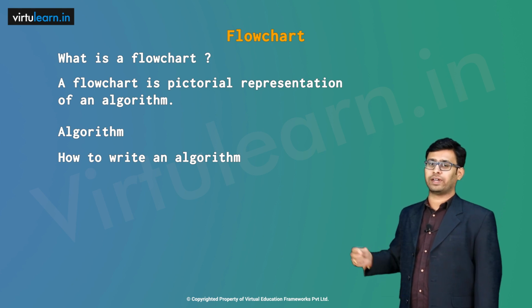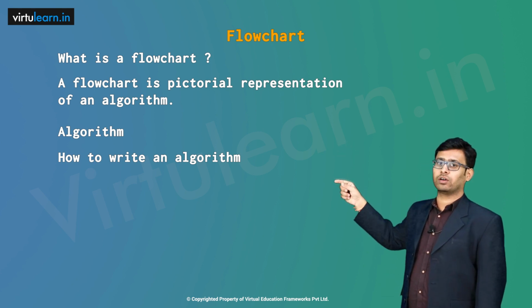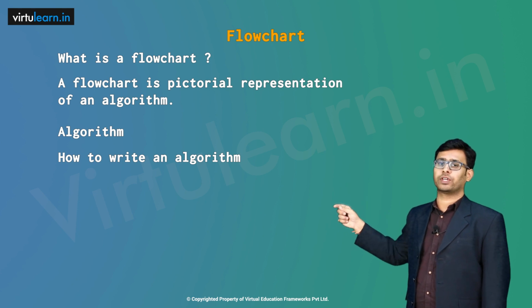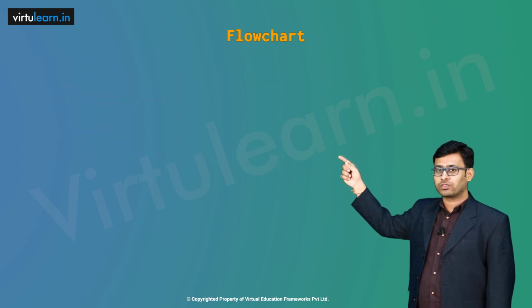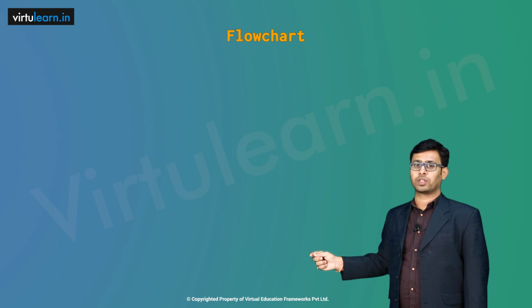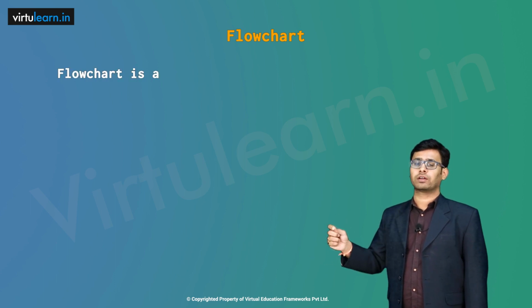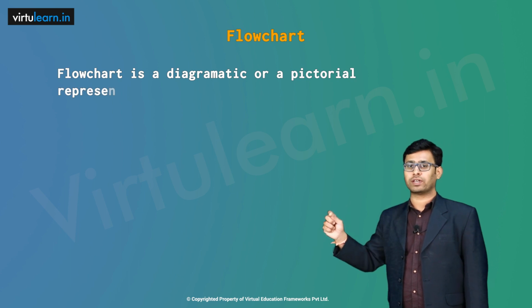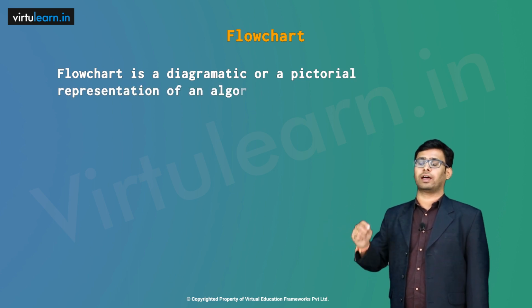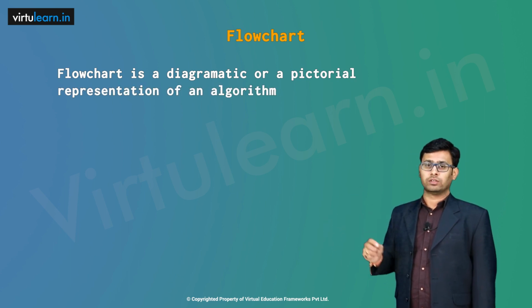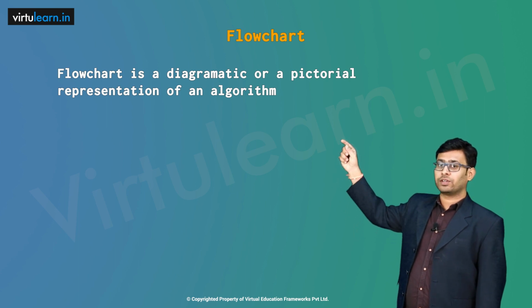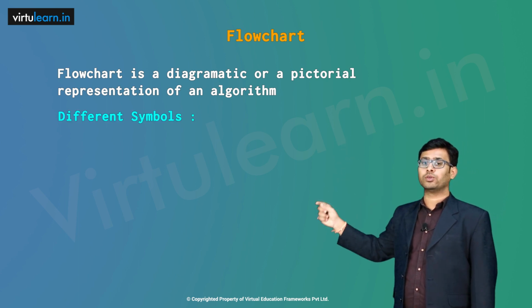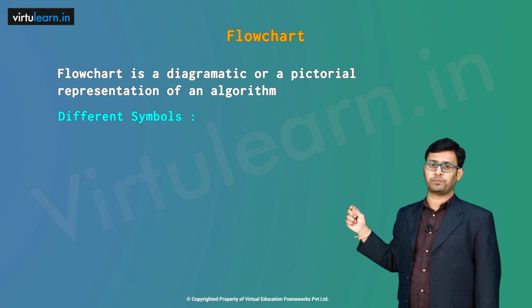So in order to know the exact flow of the code, we are going to see it with a flowchart. A flowchart is a diagrammatic or pictorial representation of an algorithm. Now we shall see the different symbols that are used as part of a flowchart.